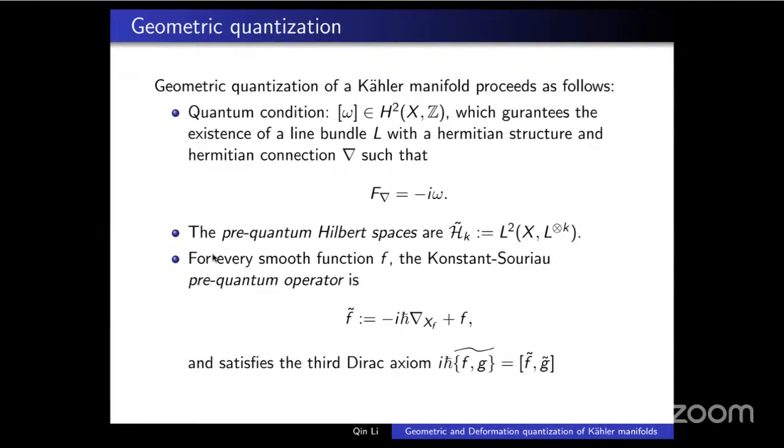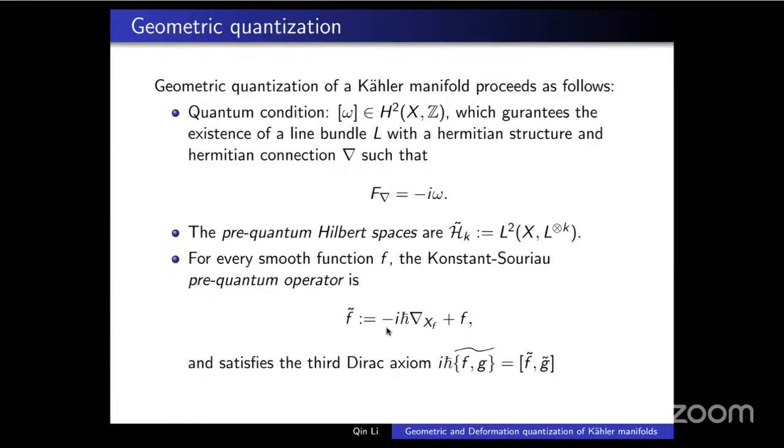The so-called pre-quantum Hilbert space is defined as the L2 sections of this pre-quantum line bundle and its tensor powers. You can take the positive tensor powers of L, and then you define the pre-quantum Hilbert spaces. In this quantization picture, we not only need the Hilbert space, but we also need to know what operators act on these Hilbert spaces. For every smooth function, the Kostant-Souriau pre-quantum operator is defined as follows. We denote it by f tilde.